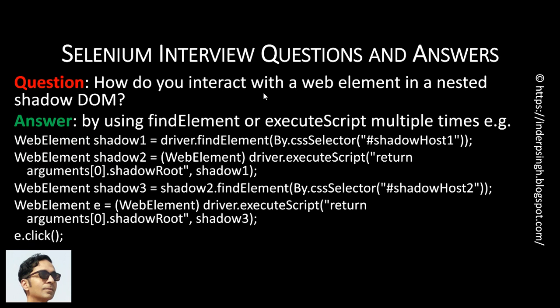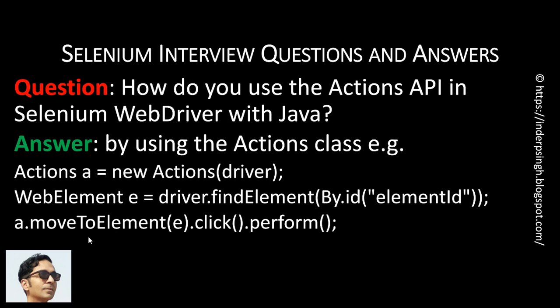How do you interact with the web element in a nested Shadow DOM? We have to use find element or execute script multiple times. For example, Shadow DOM 1, we can do it by finding that element, then Shadow DOM 2, execute script, and then Shadow DOM 3, and then find that, and that web element is lying within Shadow DOM 3, and then we can interact with it.